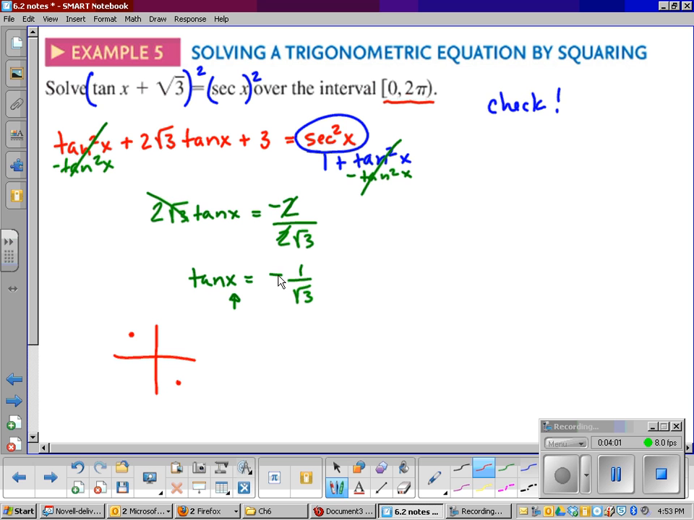pi. So you use your reverse hand trick to find a reference angle, and you find that 1 over the square root of 3 gives you a tangent value when x is equal to pi over 6. That's just the reference, because pi over 6 is in quadrant 1, and we don't have any answers in quadrant 1 because the tangent values would be positive there.